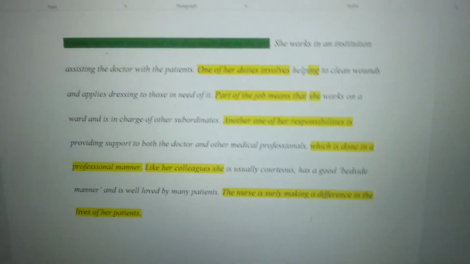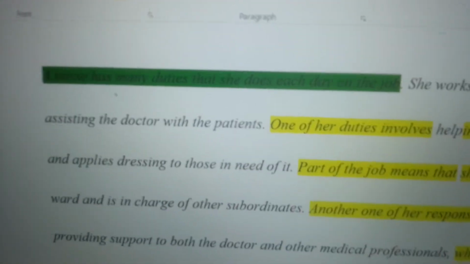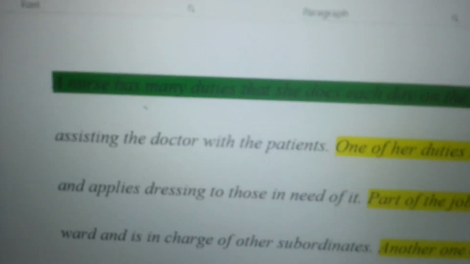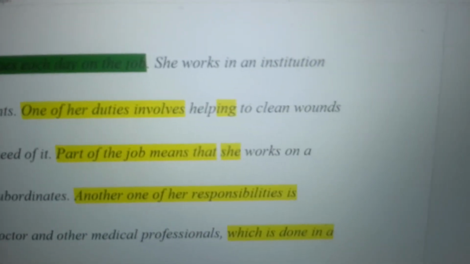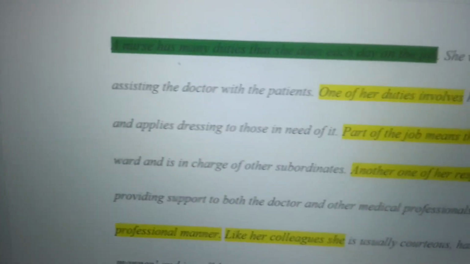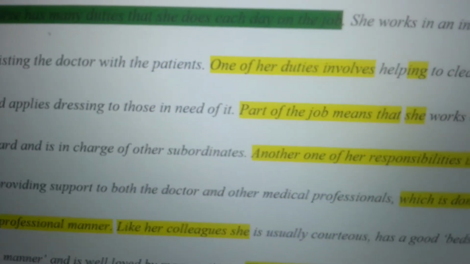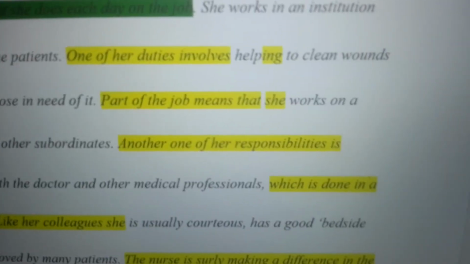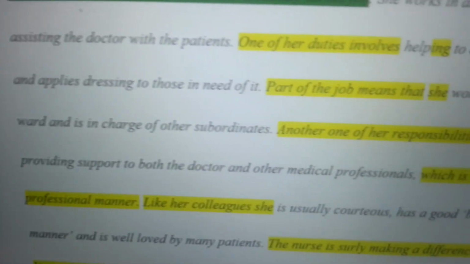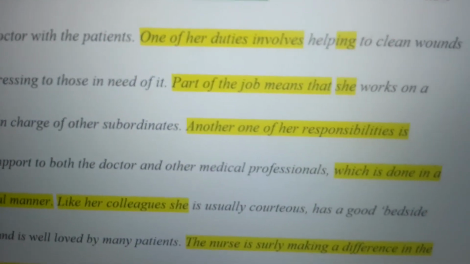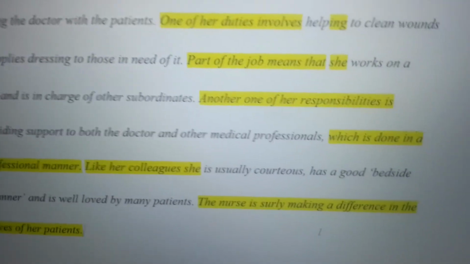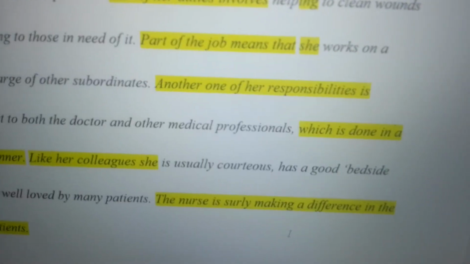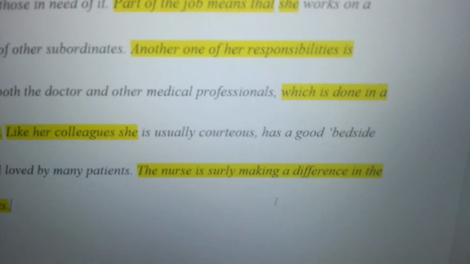Now I already have one here, and as you can see, I've highlighted it. The topic sentence is highlighted in green. I'm going to bring the camera closer. A nurse has many duties that she does on the job. She works in an institution assisting the doctor with the patients. One of her duties involves helping to clean wounds and applies dressing to those in need. And of course I'm continuing expanding each sentence until I have a small paragraph. Those words that you see highlighted in yellow are words that I added to the sentences.